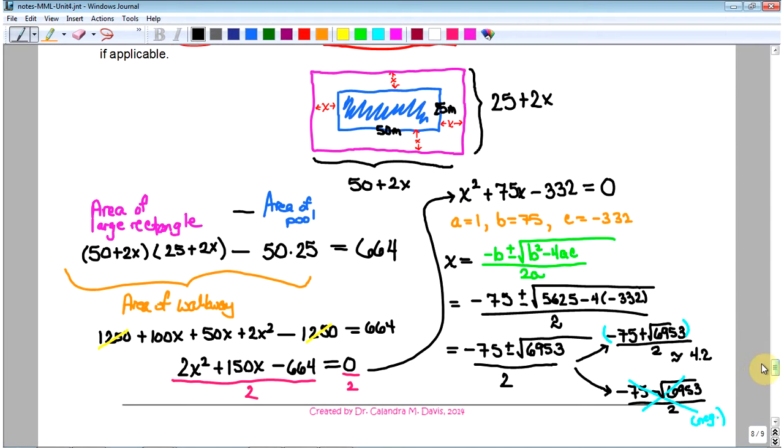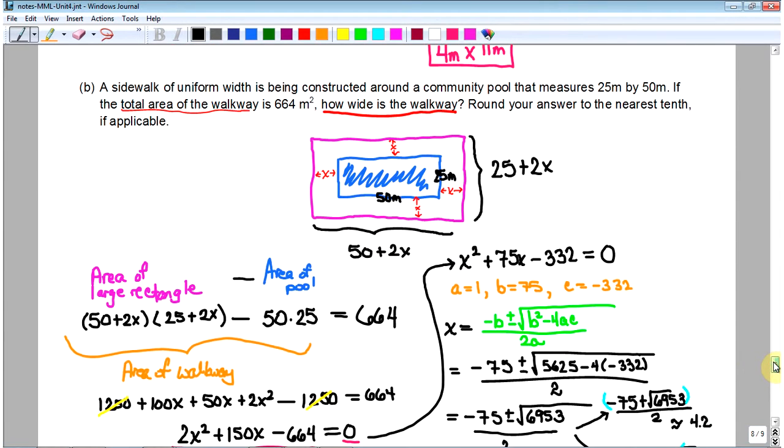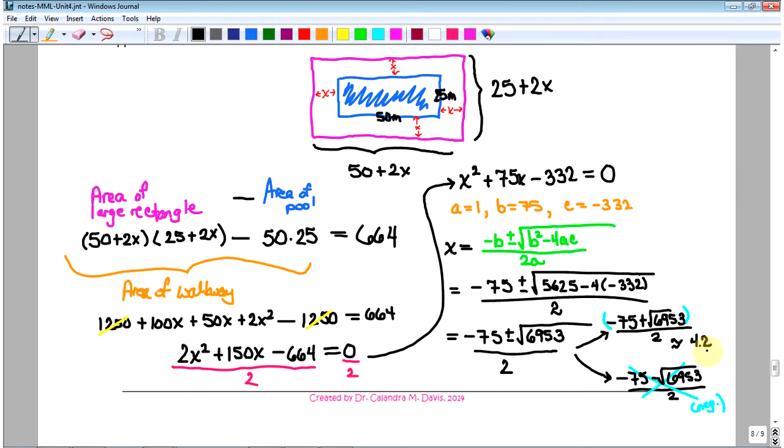Okay, so what are the units that we're dealing with? Looks like meters. So we were looking for the width of the walkway, and from our picture, we see the width is just x. When we use the quadratic formula, we came out with exactly what x is equal to. So it would be 4.2 meters.